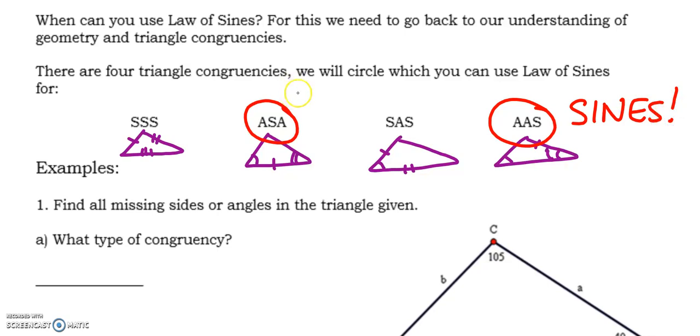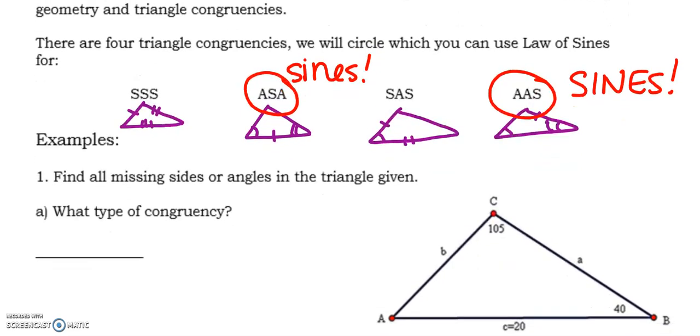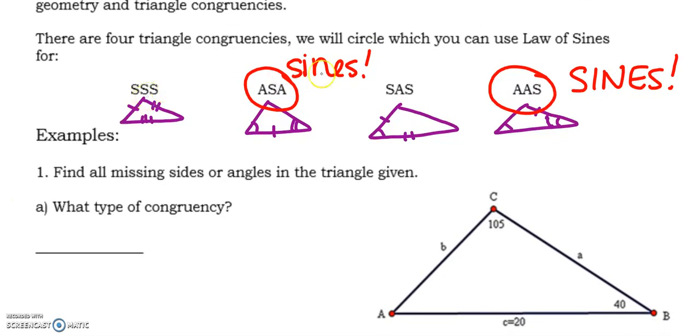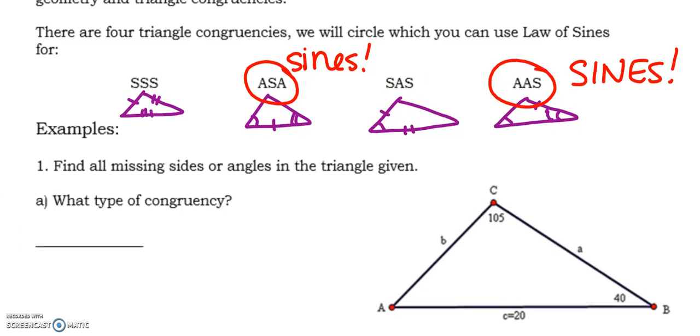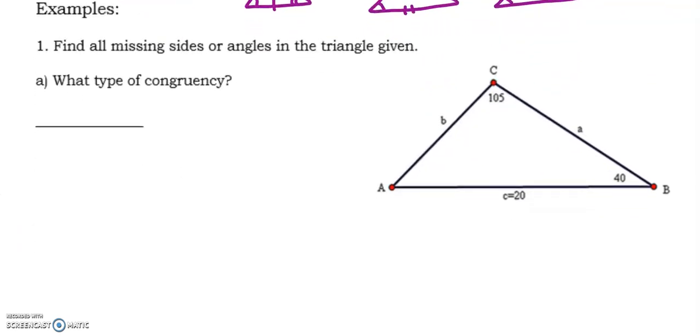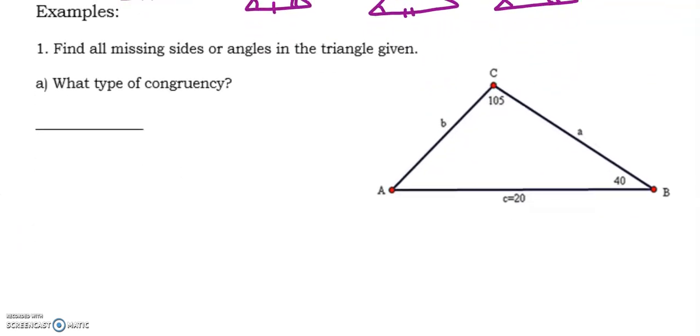sines, which makes sense because we have our ratio that is dependent on knowing the sine of A, the sine of B. We need to have information about our angles. We'll focus on these two when we get to the law of cosines next week. So let's do an example because that helps. Find all missing sides or angles in the given triangle.